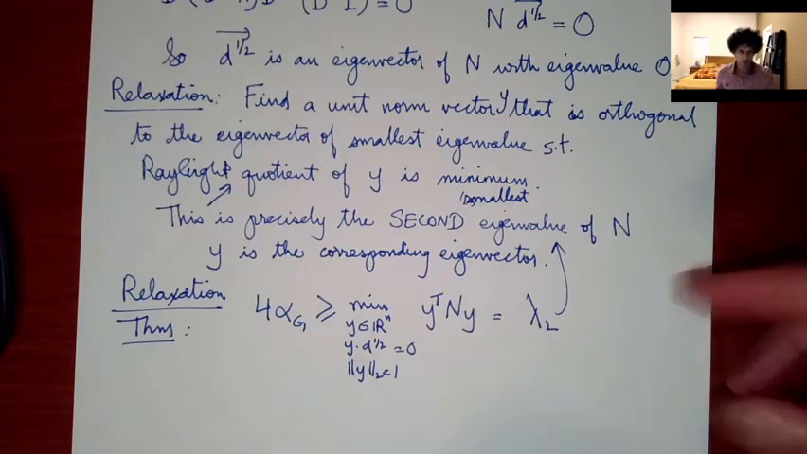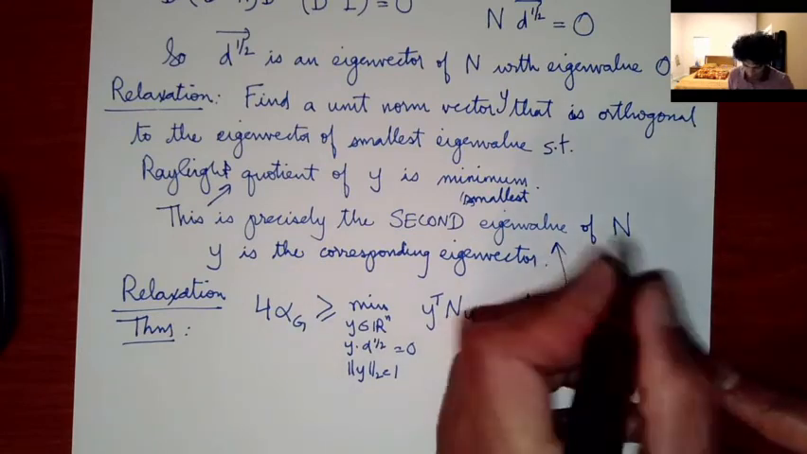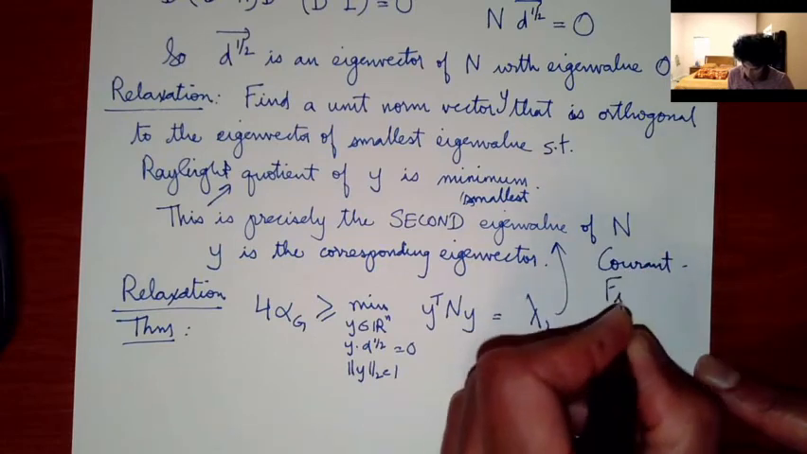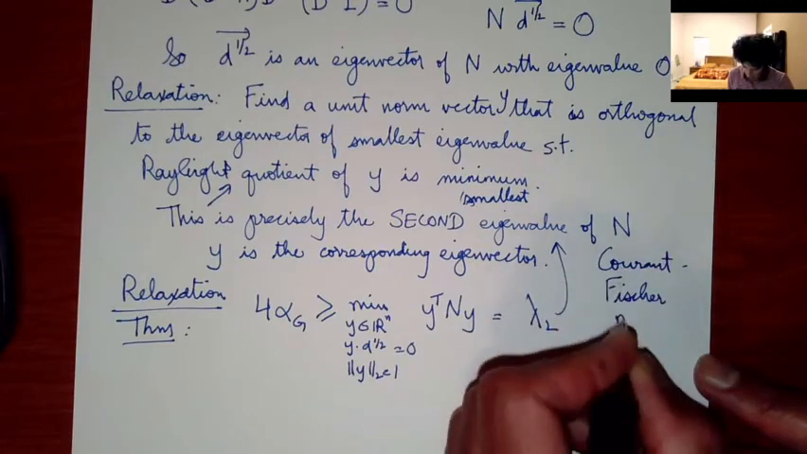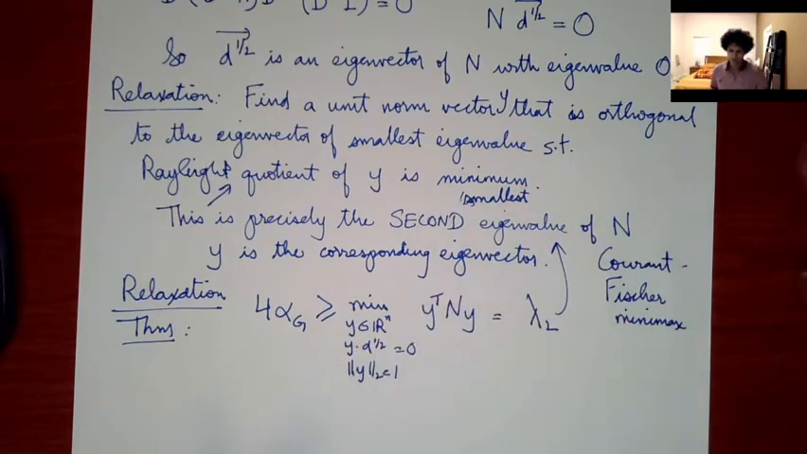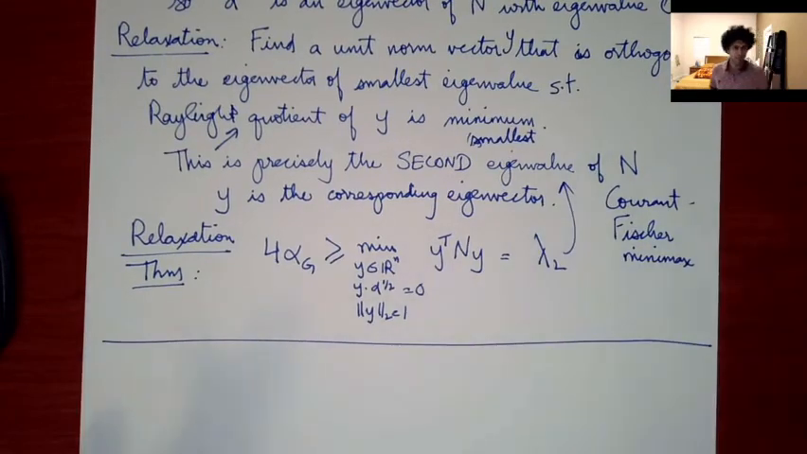The Courant-Fisher, I will actually show you. I'm not going to prove Courant-Fisher explicitly, but I'll show you how Courant-Fisher comes by. You're right that this comes from the Courant-Fisher minimax principle. This comes from Courant-Fisher, but let me explain why this is the case.